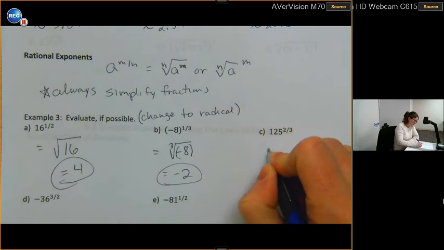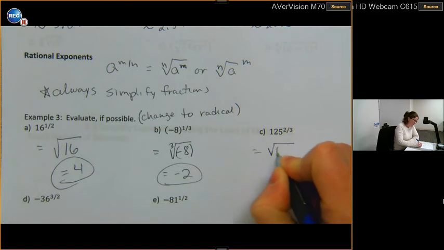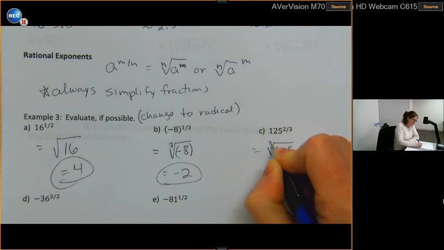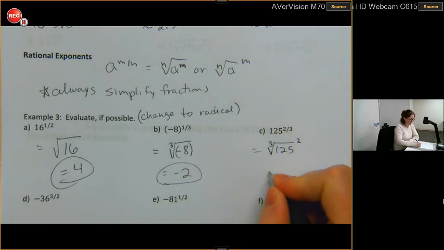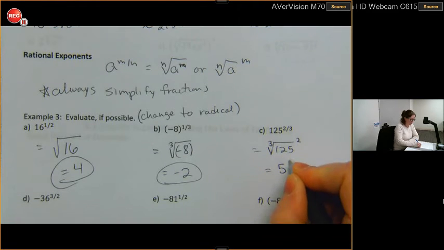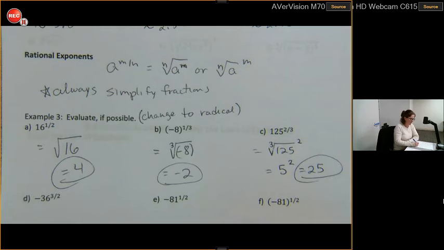125 to the 2/3 power. 3 is my index, 2 is my exponent. Solve the easier one first. I know the cube root of 125 is 5, and squaring that is 25. So when I said solve the easier one first, what I meant was, don't take 125 squared, it's way too big. Do the cube root and then square your answer.